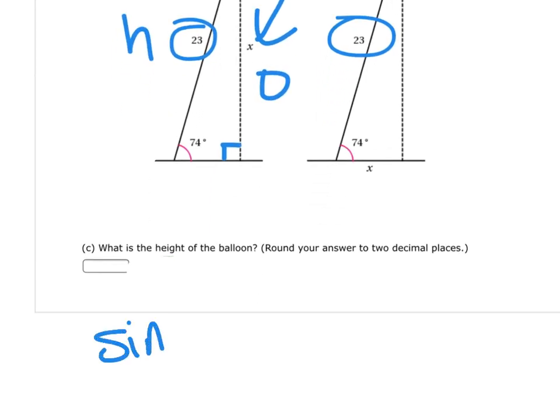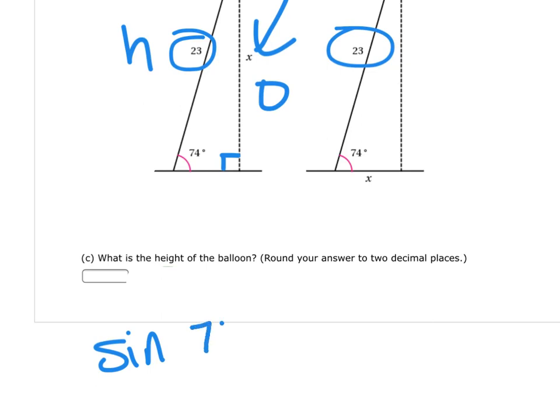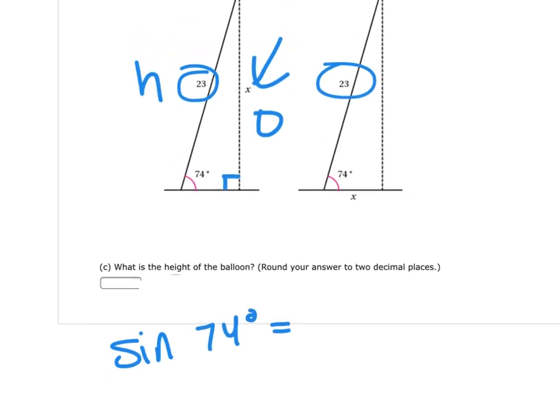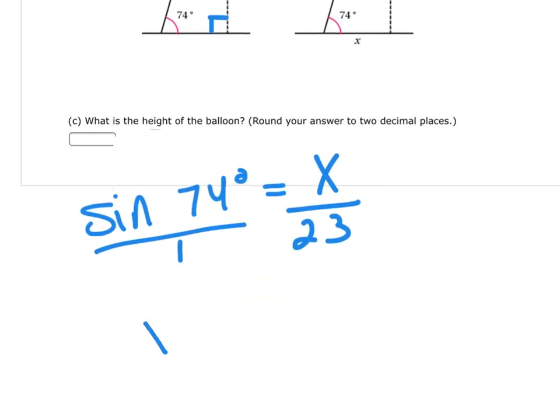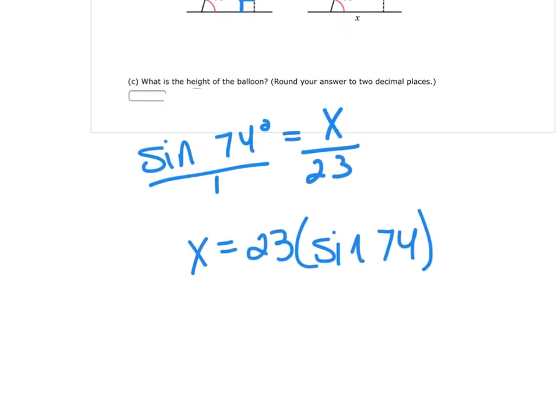So you would say sine of what? What is the angle? Sine of 74 degrees equals x over 23. Set up your proportion, cross multiply, so x equals 23 times the sine of 74. That's a calculator problem. It says round to two decimal places. If I said round to the nearest tenth, how many decimal places is that? One. If I say round to the nearest foot, I want a whole number. You got to pay attention to what they ask for. But what is 23 times the sine of 74? So it's about how much? 22? Okay, there you go.